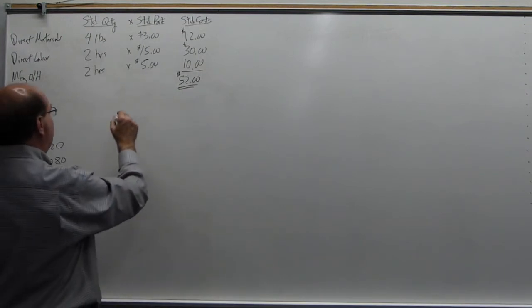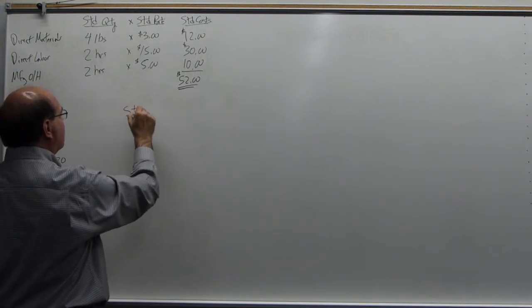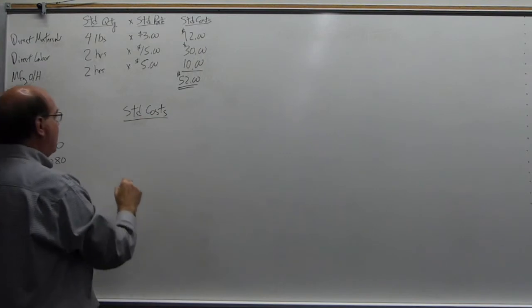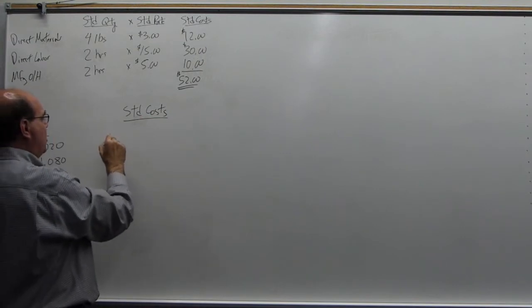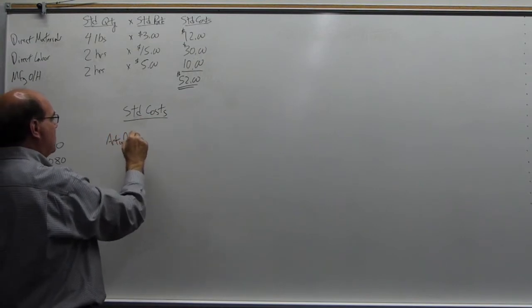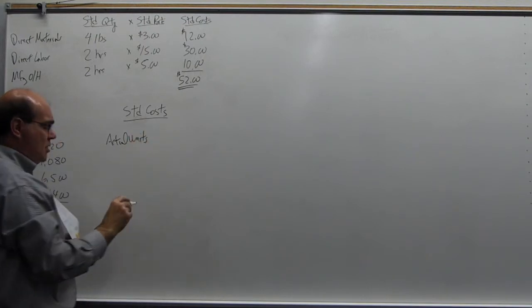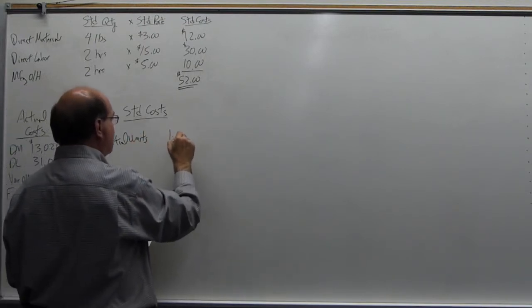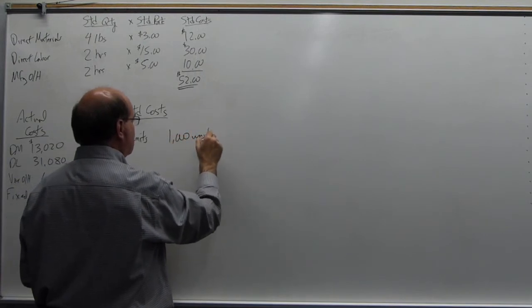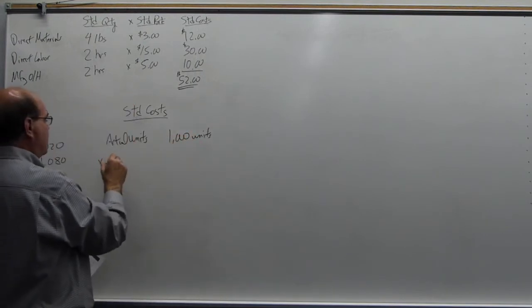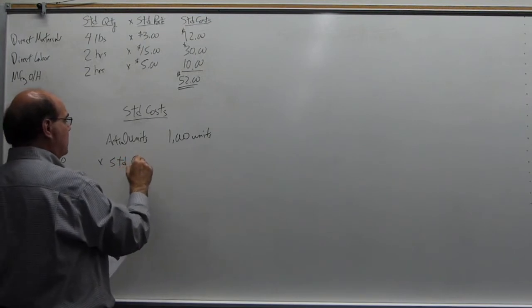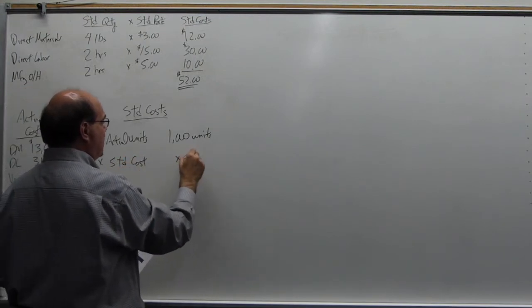As a matter of fact, they had a standard cost over here that they estimated. The standard cost is the actual units, which in this case was 1,000 units. That's what you had agreed to sell, 1,000 units, times the standard price, right? And what's the standard price or standard cost? 52. It was 52. That's what you just came up with up here.